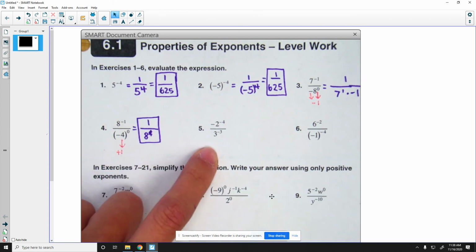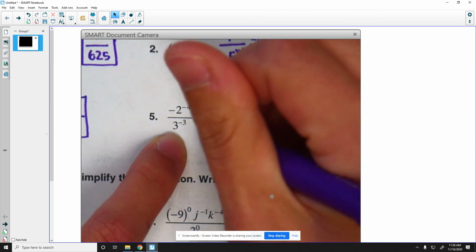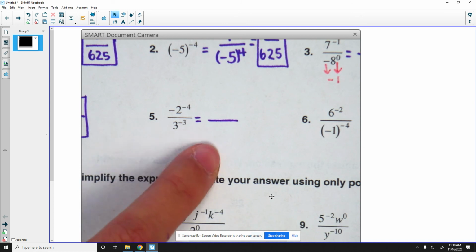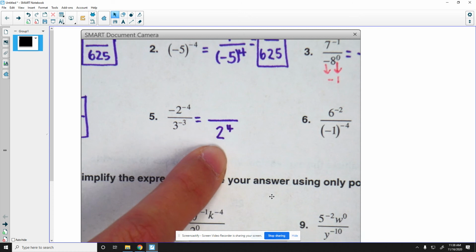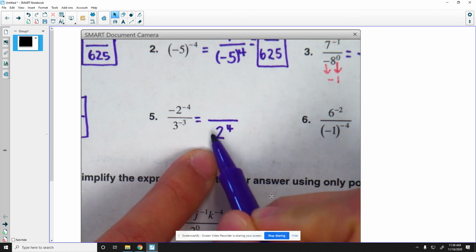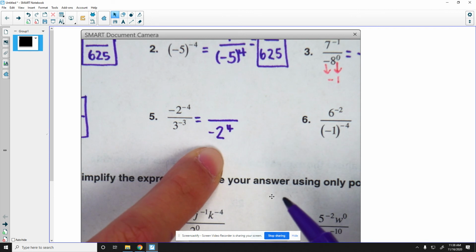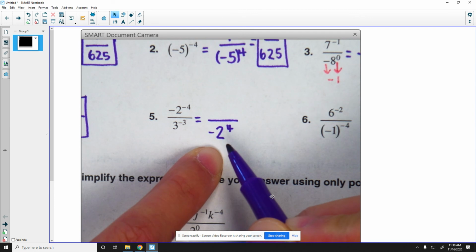All right, number 5. For this one, the 2, does it go top or bottom? Bottom. Is it positive 2 or negative 2? Negative 2, because it was a negative 2 here. So now here's my question. Should I put it in parentheses? No, I don't put it in parentheses because it wasn't originally in parentheses, right? You only put things in parentheses if they were originally in parentheses.